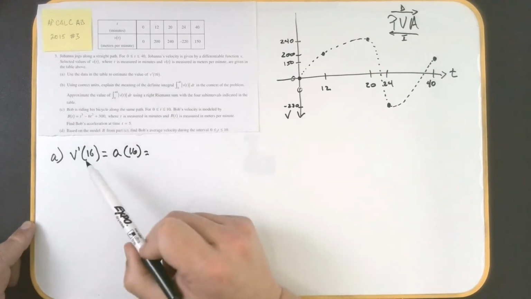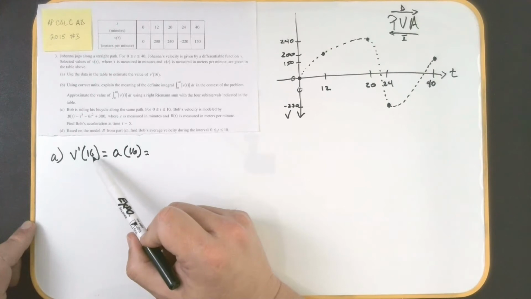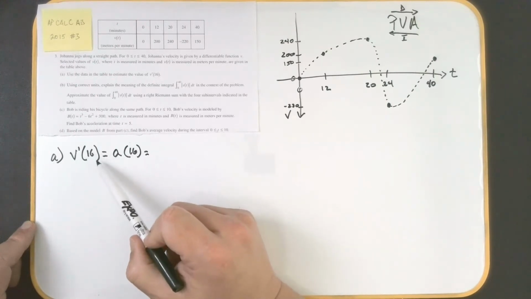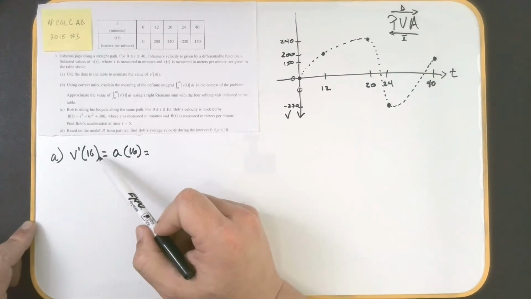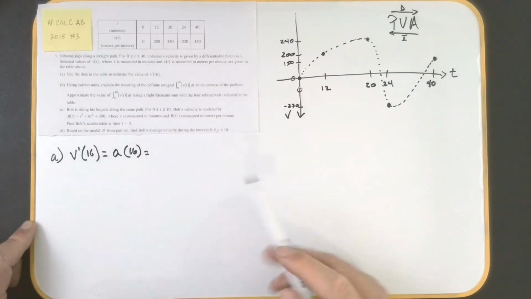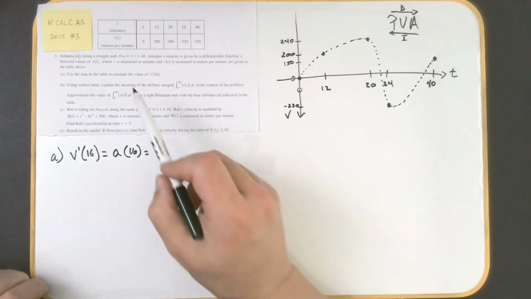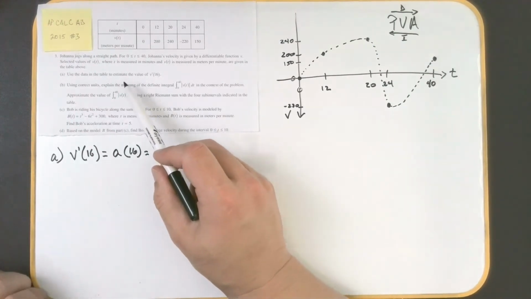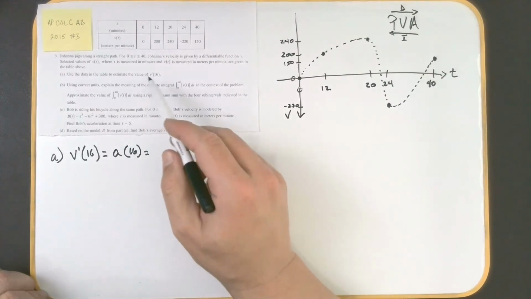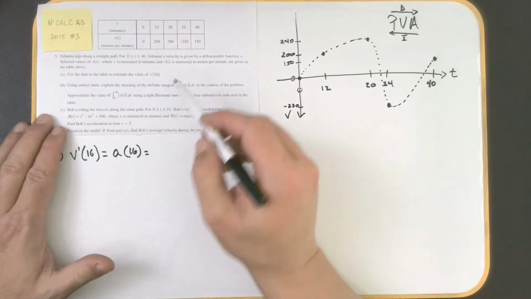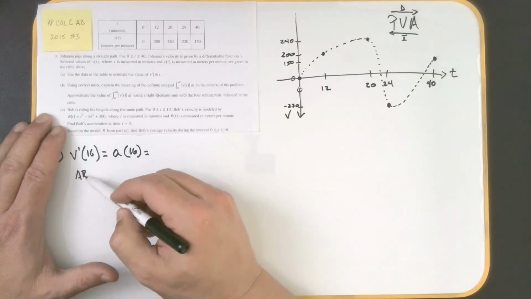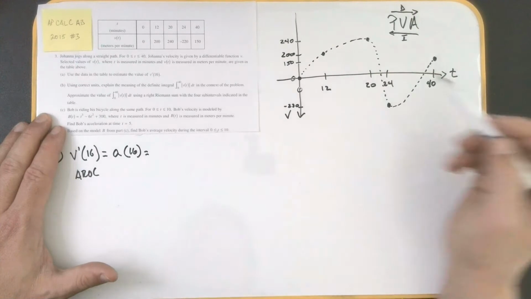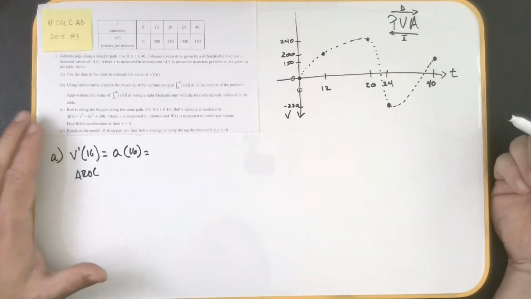Now, if they wanted you to find v prime of 16, or the acceleration at 16 minutes, and they gave you the function, you would just take the derivative. But you don't have the function, you just have selected values. So in this type of question, the fact that they say estimate is a huge clue that you're going to be approximating using average rate of change. When you see this question, you want to say, oh, that's an AROC. They want me to find average rate of change, or in other words, Algebra 1 slope.